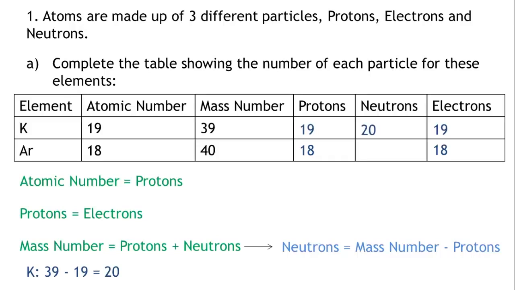Argon has a mass number of 40 and has 18 protons. 40 minus 18 equals 22. Argon therefore has 22 neutrons.